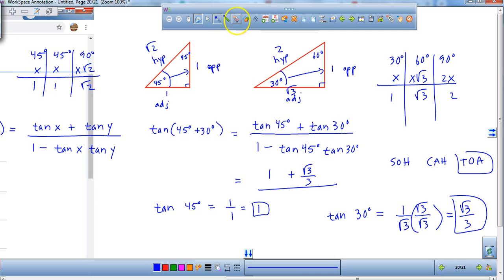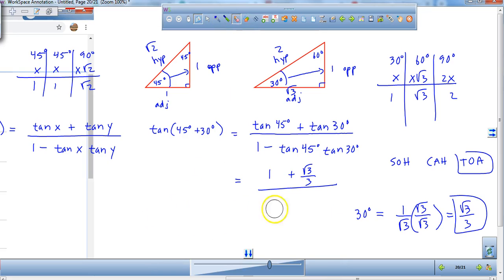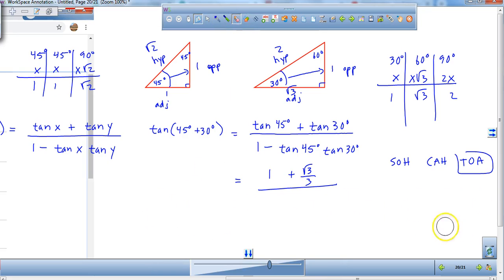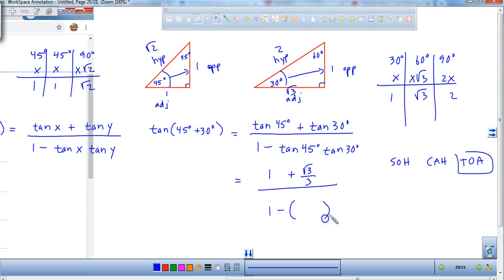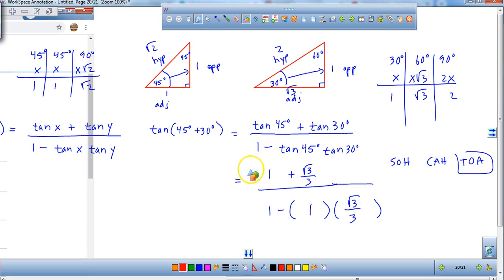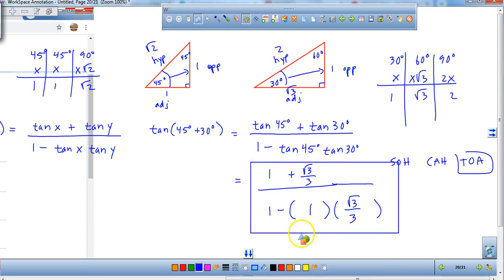Over. I've got to do some erasing here. Hopefully you can go back and write it down if you need to. Over here I have 1 minus the tangent of 45 degrees, and once again, the tangent is opposite over adjacent. That's 1. And over here it says times the tangent of 30, and the tangent of 30 was radical 3 over 3. So now we actually have to simplify this.